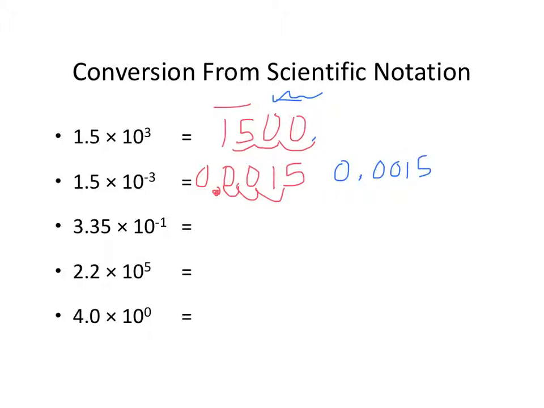The next one, 3.35 times 10 to the negative 1. This negative 1 means that we need to move the decimal point over by 1 place to the left. So we end up with 0.335.